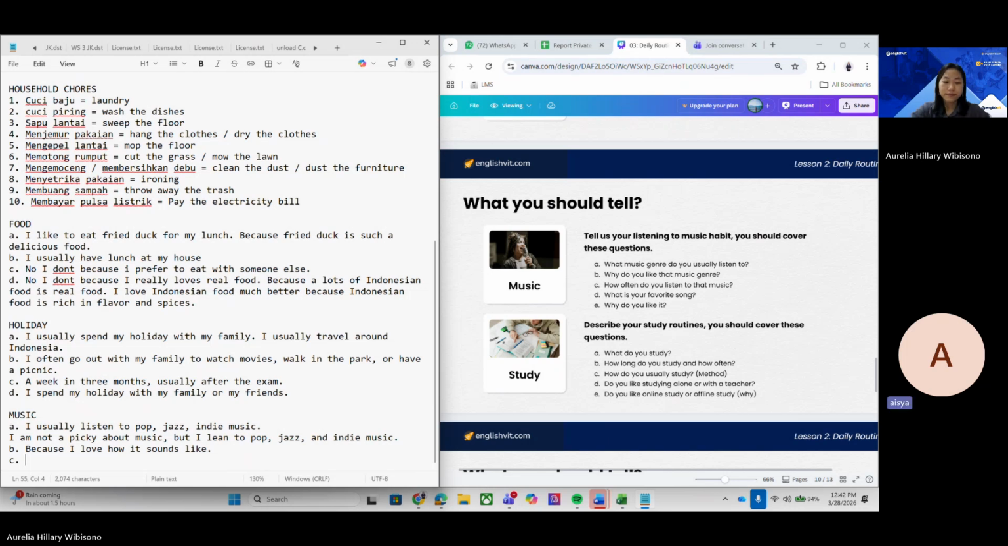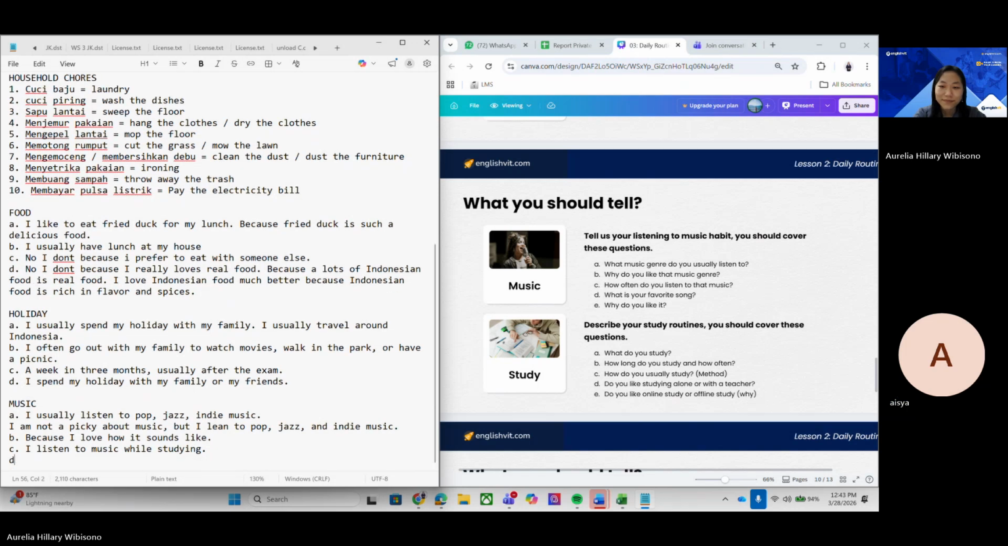I often listen to music. I listen to music every time. Gimana ya? How to rangkai di kata-kata? I listen to music every time I study. Masa every time? So you can say while studying. Oh ya betul, while I study. Ya, saya dengarkan musik saat belajar. Listen to music while studying.